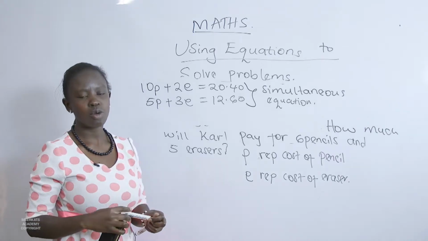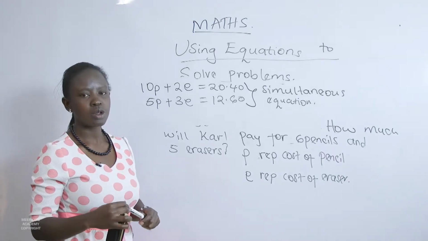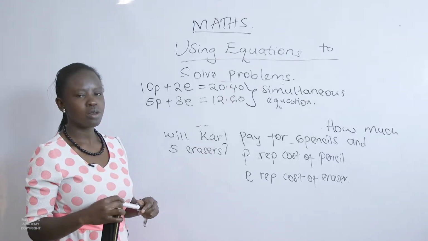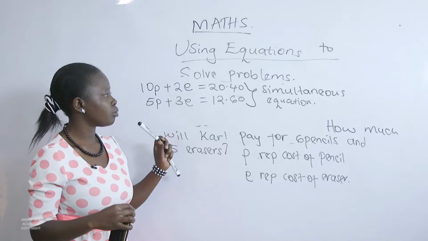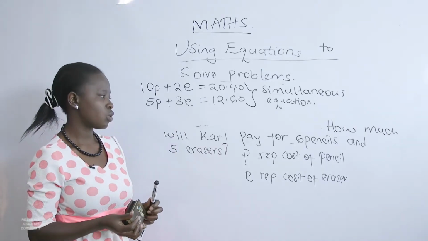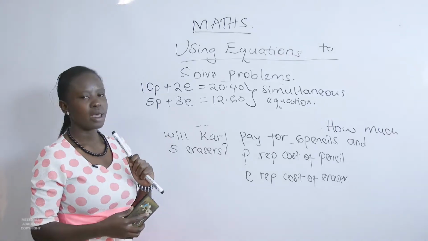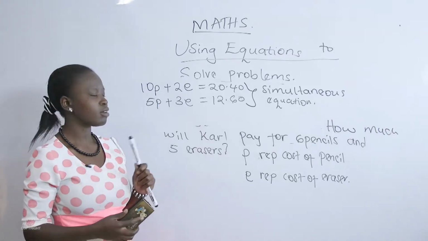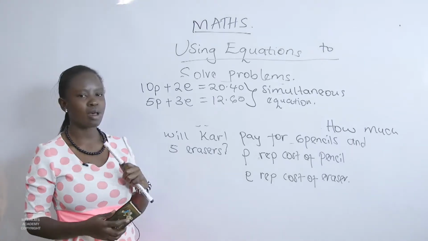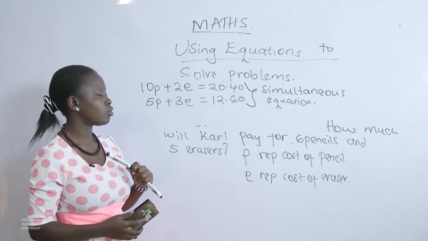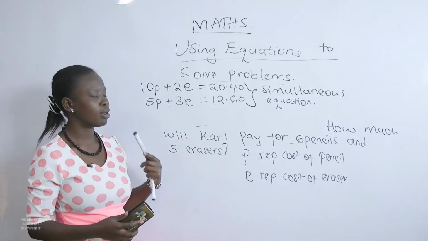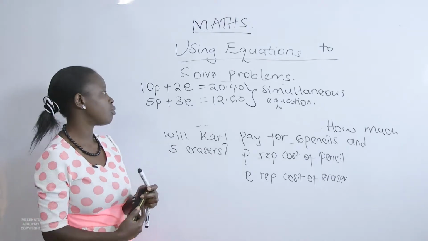We have two options, either the elimination or the substitution method. So we are going to use the elimination method in solving this equation. In eliminating, it means that I'm going to get rid of one of the pronumerals so that I'm left with one pronumeral to work with. That is why we are talking about elimination.